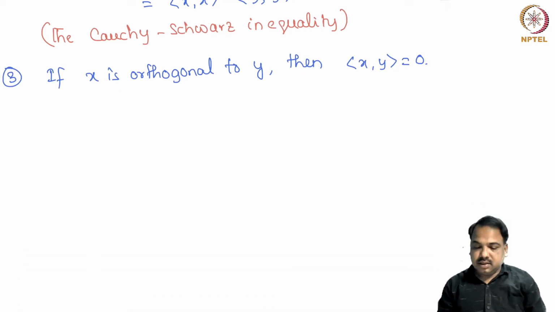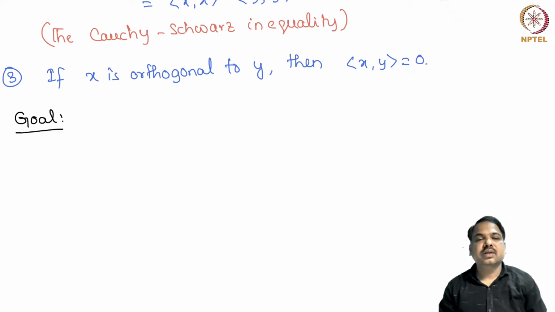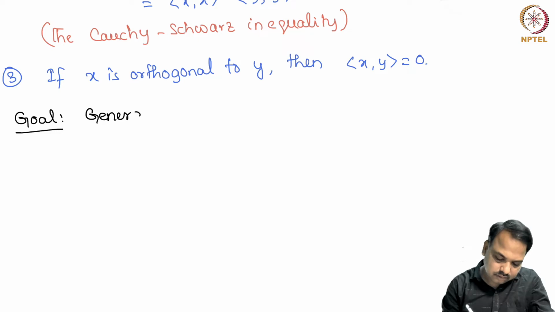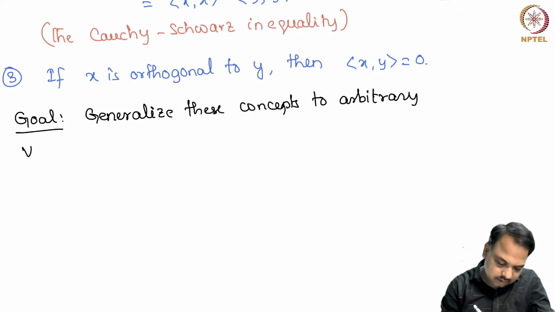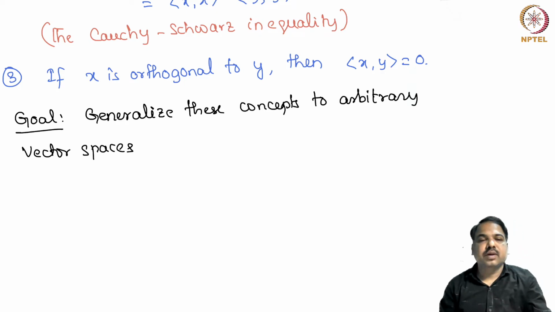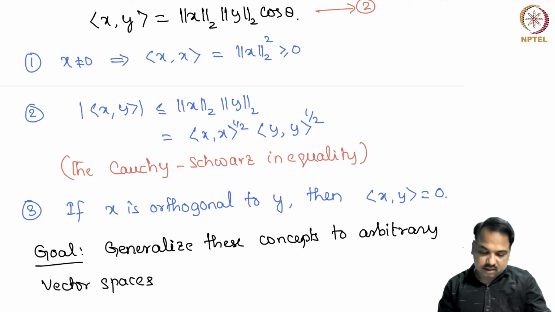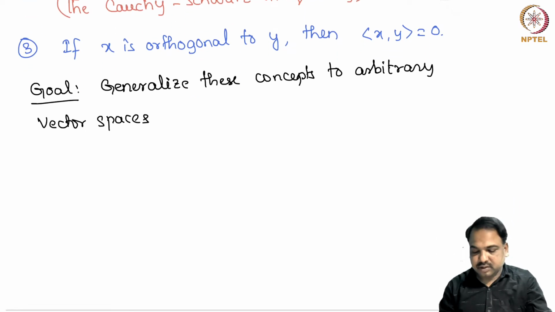Okay, so our goal is to generalize these concepts to arbitrary vector spaces. If we can do this, we can discuss the angle between two vectors in a vector space, the length of a vector, and inequalities like the Cauchy-Schwarz inequality, and many more such things. So that is the goal of this lecture.